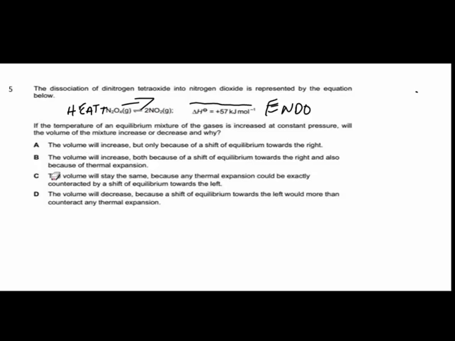So we can instantly eliminate C and D, because those are both talking about an equilibrium shift towards the left. Well, that doesn't happen with an increase of temperature on an endothermic reaction. That would be an exothermic reaction, but not endothermic.